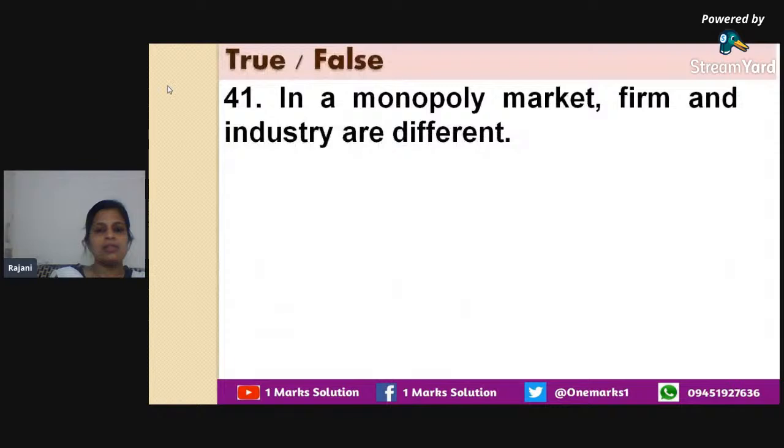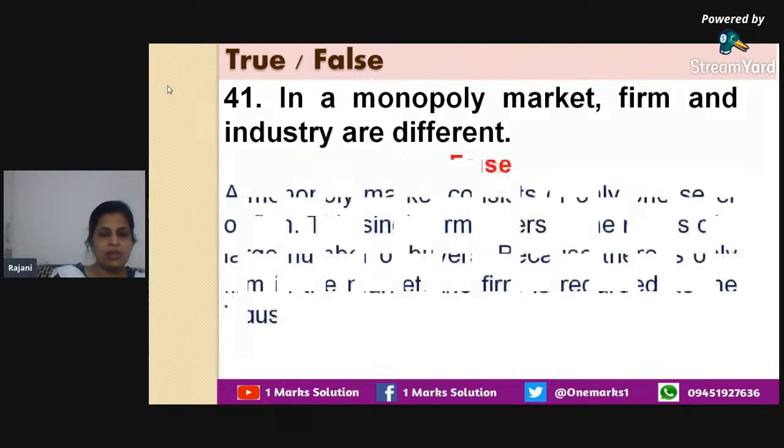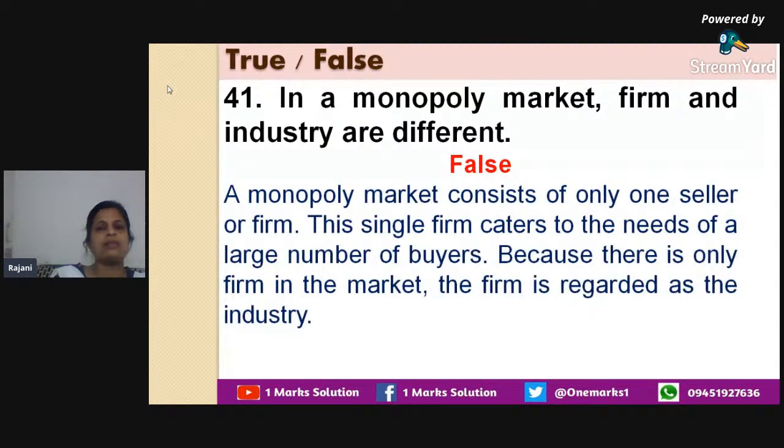Next, true or false, we'll see. In a monopoly market, based on this only we are discussing. I hope you can understand this concept. In a monopoly market, firm and industry are different. What is your option? It is false. In a monopoly market, firm and industry are both the same. That is an incorrect statement. A monopoly market consists of only one seller or firm. The single firm caters to the needs of a large number of buyers, because there is only one firm in the market. The firm is regarded as the industry. The firm itself creates the industry as well.